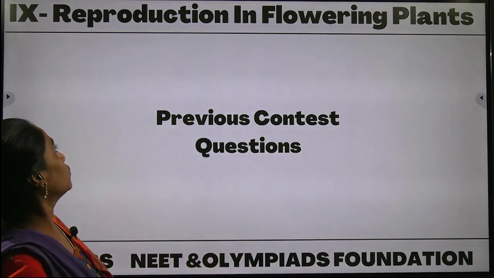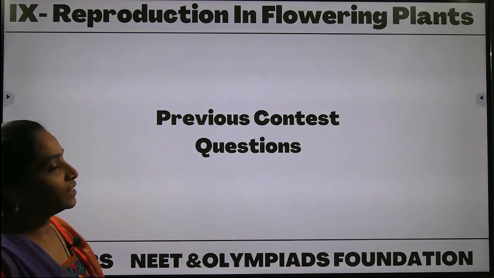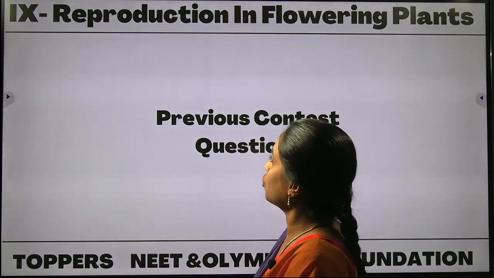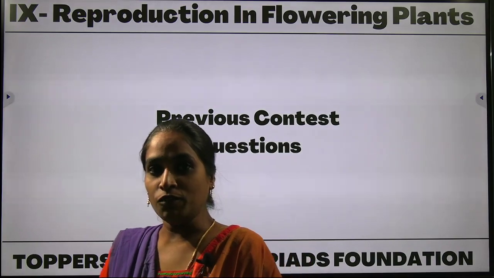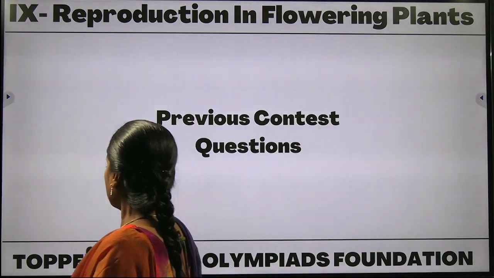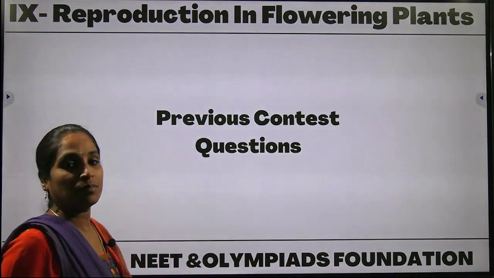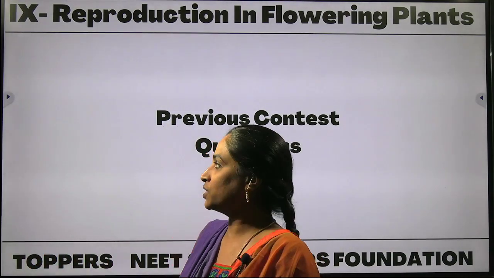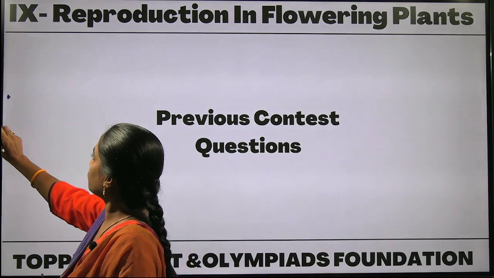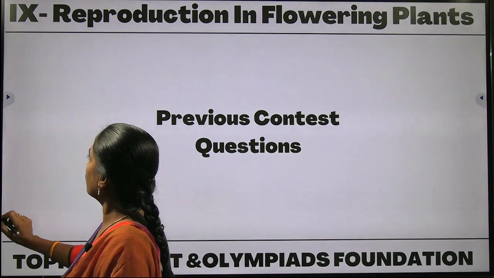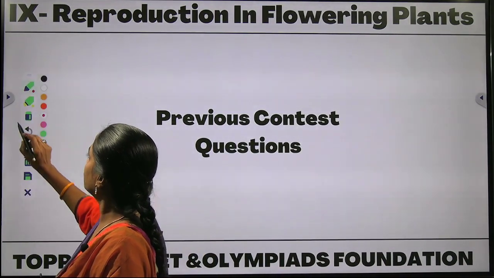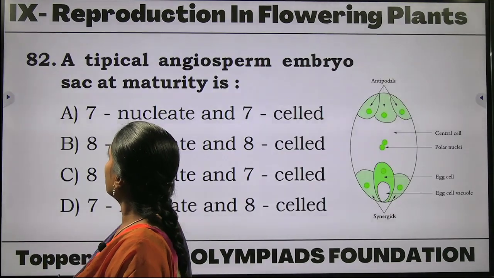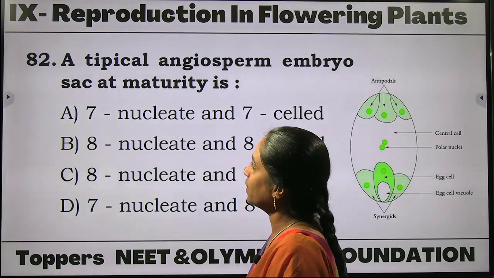So let us welcome to the concept class 9th and last questions. Previous contest questions of the lesson Reproduction in Flowering Plants. In the previous sessions we have discussed up till question number 81 and in this session we are going to discuss from question number 82. Let us see the first question, nothing but the 82nd question.